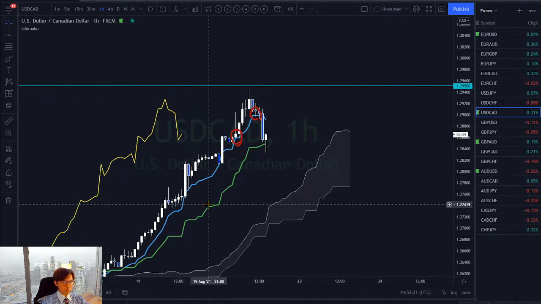Of course, there are times when a Tenkan-sen bounce happens when Tenkan-sen is at an angle like this. But when you see Tenkan-sen flat, the market tends to retrace back to Tenkan-sen. And same for Kijun-sen. Same for Kijun-sen.